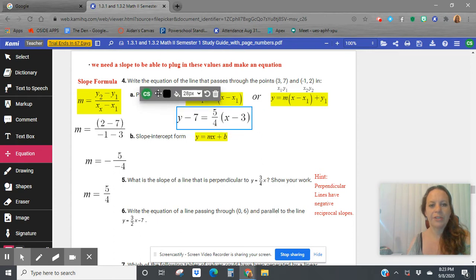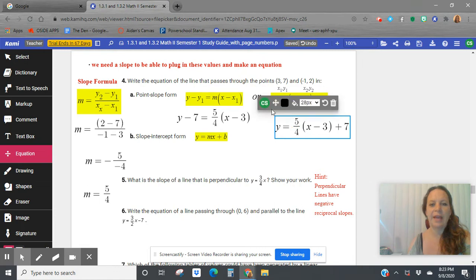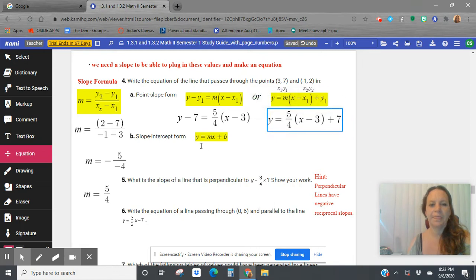And then another variation of this one would be the other form of point slope, where it's just y equals 5/4 times x minus x1, plus the y1 at the end. So notice this 7 can get added on to the end here.